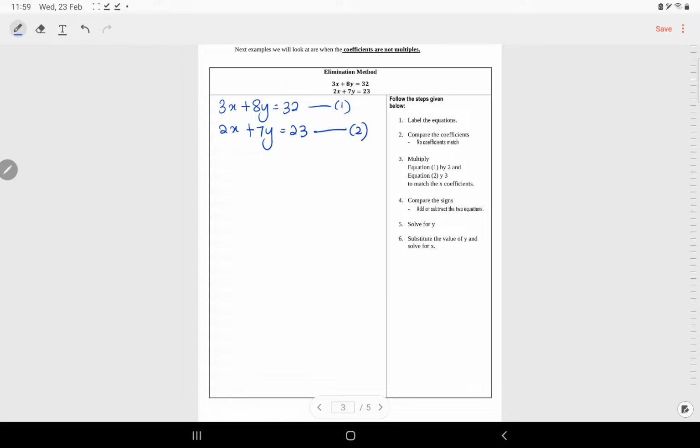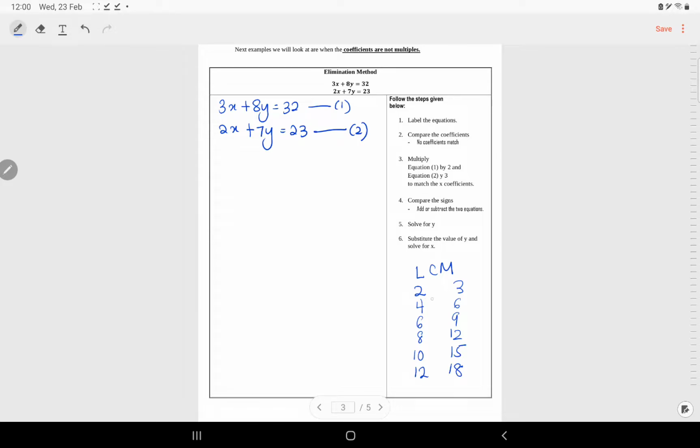Now we need to find the lowest common multiple. Lowest common multiple means a number that is divisible by the two numbers here. So what number would that be? I hope that rings a bell. Lowest common multiple. What are the multiples of 2? It's 2, 4, 6, 8, 10, and so on, yeah? What are the multiples of 3? 3, 6, 9, 12, 15, 18, and so on.